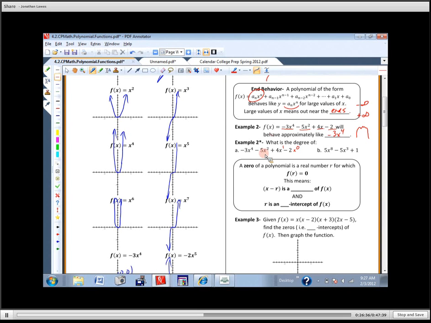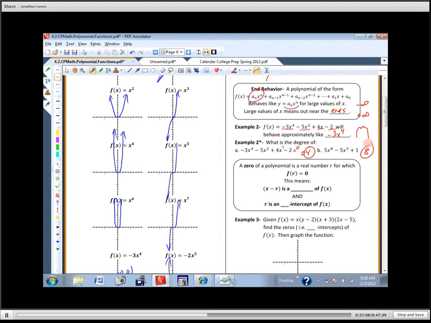Because what we want to think about is which one of these terms has the most influence on the behavior. In the big picture, roughly what does it look like? It looks like this one right here. So this is degree 4. Guess what this one is? This is degree 8. Okay? So you don't add up the exponents to find the degree of a polynomial. You just find the highest exponent because that's the one that determines the overall shape. It has the most influence on what it looks like.